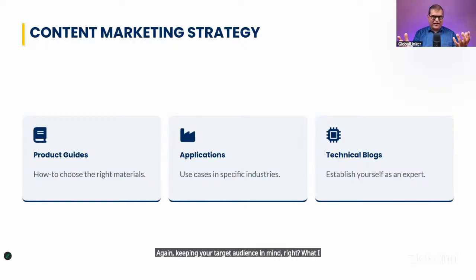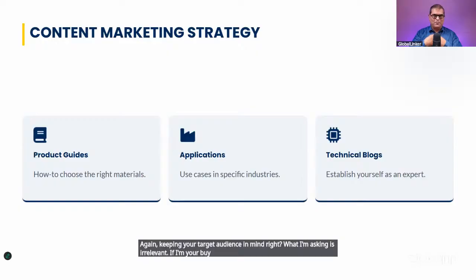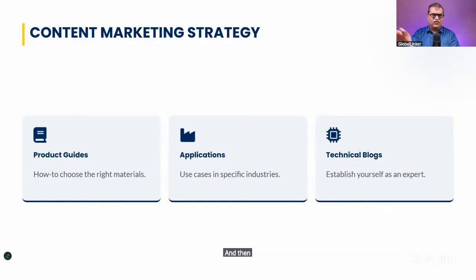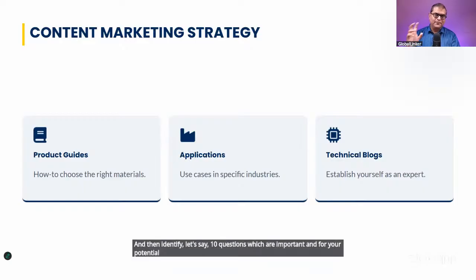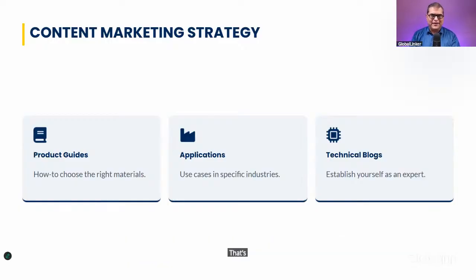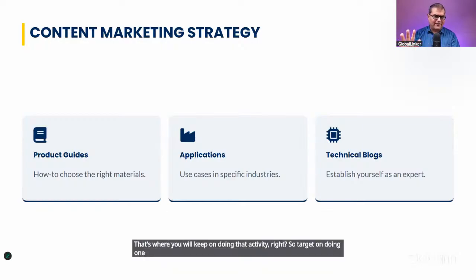What I'm asking may be irrelevant. But if I'm your buyer who's going to import 10 tons of black pepper, yes, whatever I'm asking is important. So you'll have to put a little effort there, or you can use AI to filter it out quickly and identify, let's say, 10 questions which are important for your potential customers. For those 10 questions you create blog articles as answers. You keep on doing that activity, right? Target doing one or two blog articles every week and keep doing that. If you're doing one every week, that would mean four every month.